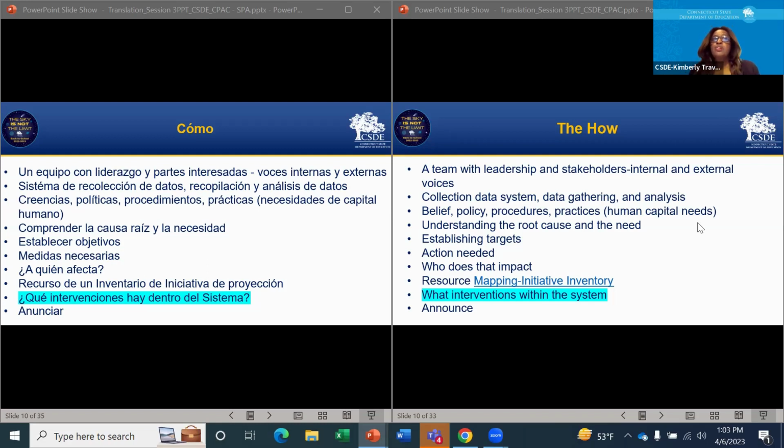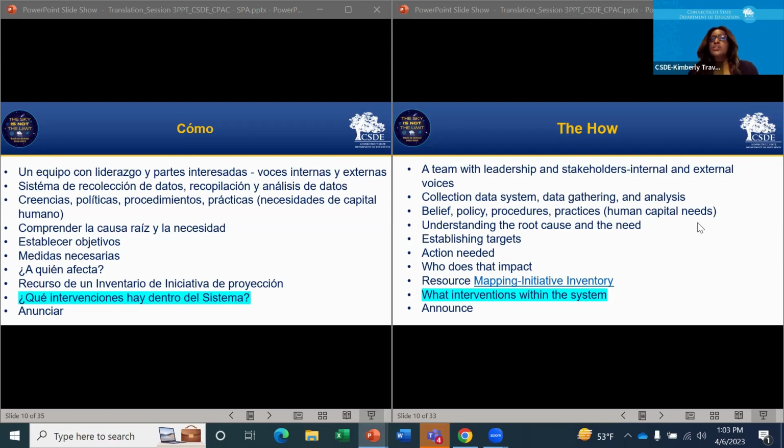Then the other bullet is understanding the root cause and the need, and I will definitely be going into a little bit more detail on that, so stay tuned. Establishing targets is really critical, and I'm going to show you how to do that as well. And action that's needed, and I actually have a sample of an action plan that you can walk away with and start tomorrow.